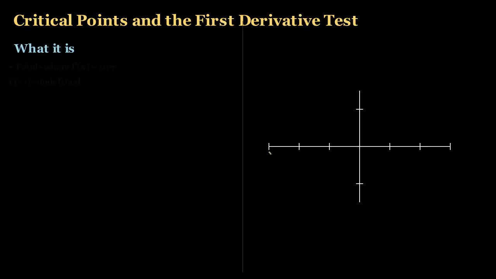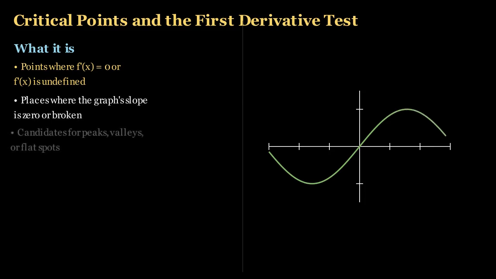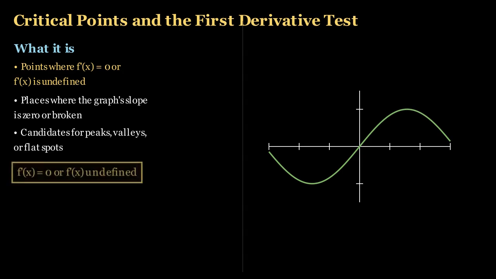Imagine you're walking along a graph from left to right. A critical point is any spot where your walk momentarily levels out, the slope under your feet is exactly zero, or where the path suddenly has no clear slope at all, like a sharp corner or a break. In the language of our slope detector, the derivative f prime of x, these are the x values where f prime is zero or does not exist. We call them critical points because they are the only places where the graph can possibly switch from going uphill to downhill, or vice versa. They are the candidates for the tops of hills and the bottoms of valleys.